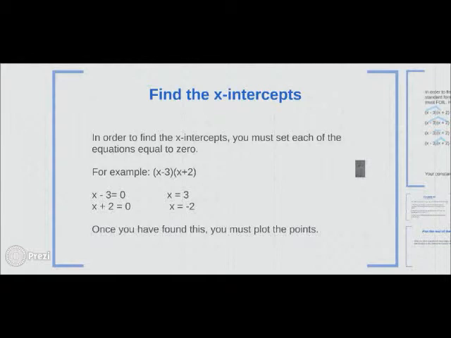So for example, in the equation x minus 3 times x plus 2, you must set x minus 3 equal to 0 and x plus 2 equal to 0. Once you have solved them, you get x equals 3 and x equals negative 2. These are your x-intercepts. So once you have found these, you must plot them on the graph.